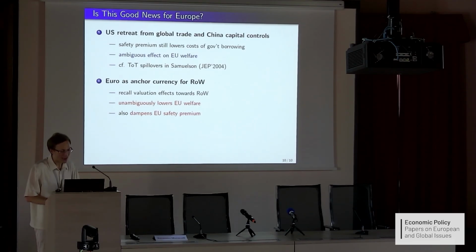Now, in terms of other countries using the euro as an anchor currency, this is where results are unambiguous, and they also say it in the paper. That unambiguously lowers welfare of the EU, and it also dampens the EU safety premium. Why? Because it's a valuation effect from Europe to other countries. It can't be good for the EU. So you learn something from this model: you might want your currency to be an anchor currency in the world, but actually you don't want that. I think that's an important takeaway from the paper.